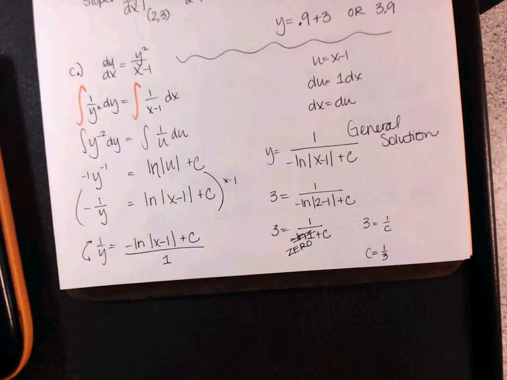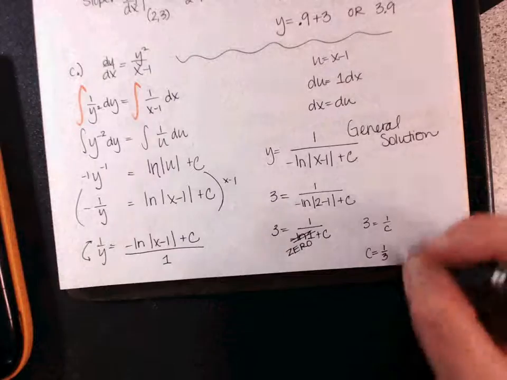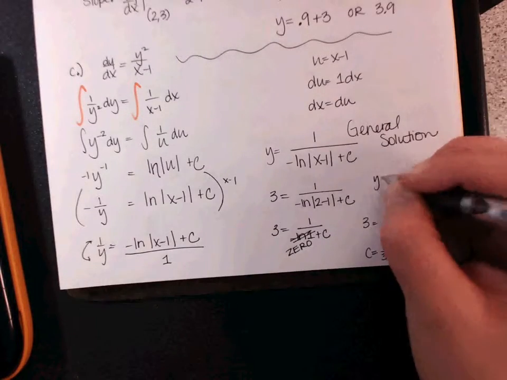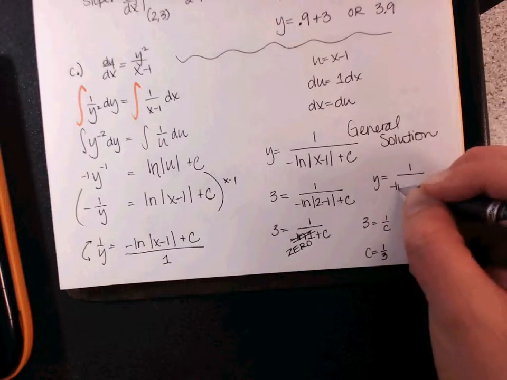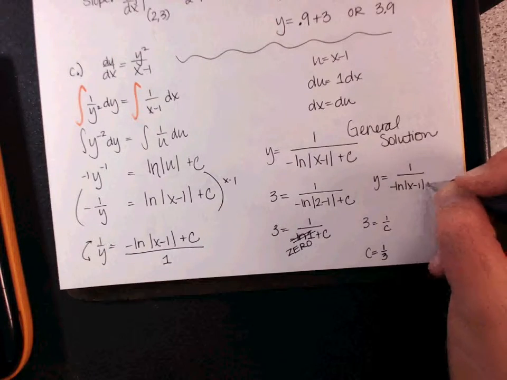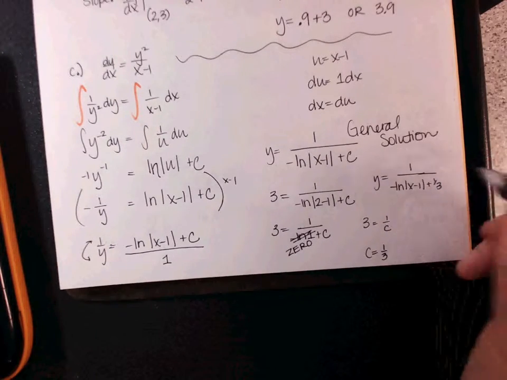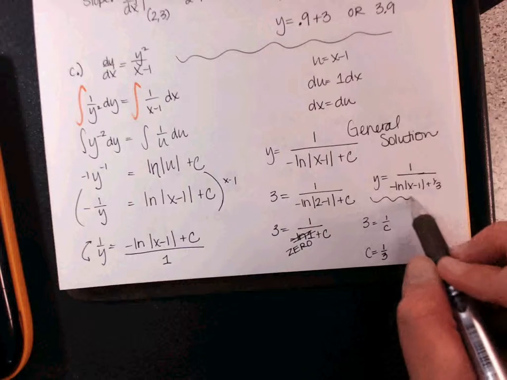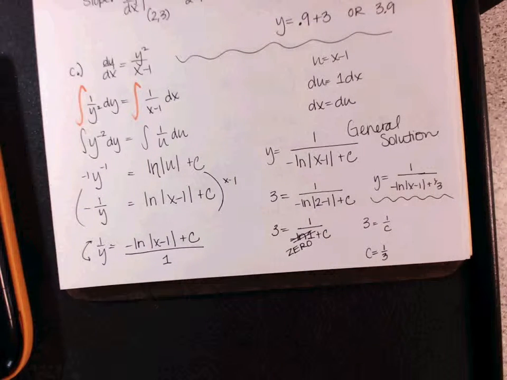So then I'm going to come back to my general solution and I'm going to plug my third in. So it'd be y equals 1 over negative ln x minus 1 plus a third. And that would be your answer. Good? Yes. Remember these things?